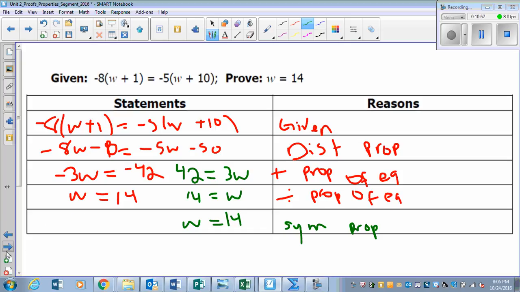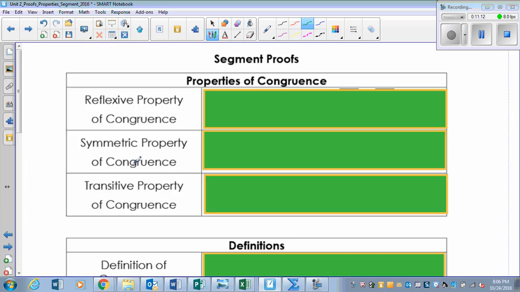All right, so that sums up our properties. We'll have a little bit of practice there. But the next part that we want to look at is going to be the segment proofs, and this is what's going to be new here. All right, so get your notes and flip over your paper. We're going to look at the segment proofs.